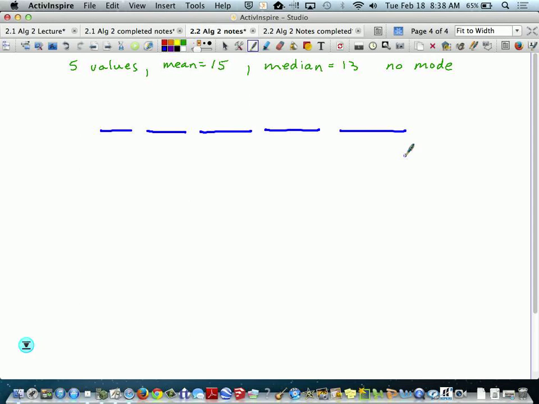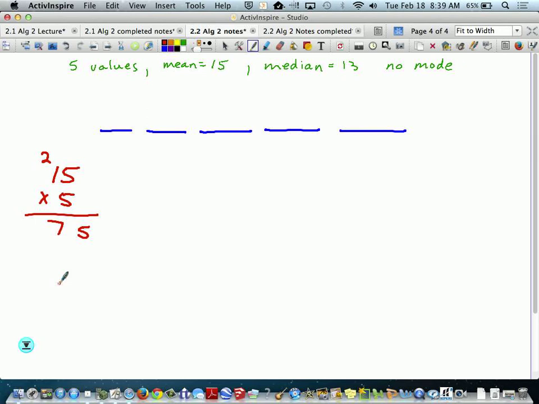So somebody walk me through, what's one thing we should do? Multiply 15 by 5. That would be a good start. Take 15 times 5. To have a mean of 15 with 5 numbers, that means we have to total 75. Right? Good. That's one way to start.